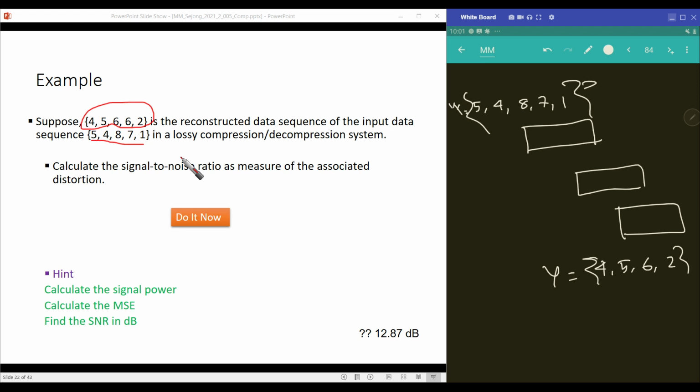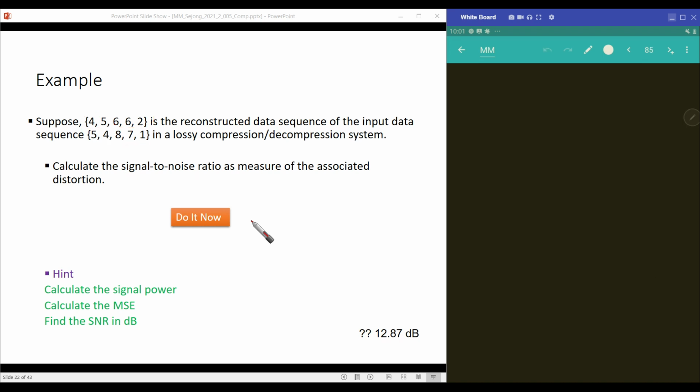Now in this situation, let's say we calculate signal to noise ratio. Because this is our decompressed data and this is our original data, there are some differences, and we would like to measure the distortion in terms of SNR. Now how do you do that? It's very easy. First, let's calculate the signal power sigma x square. Signal power is basically 5 square plus 4 square plus 8 square plus 7 square plus 1 square, and then you divide it by 5.